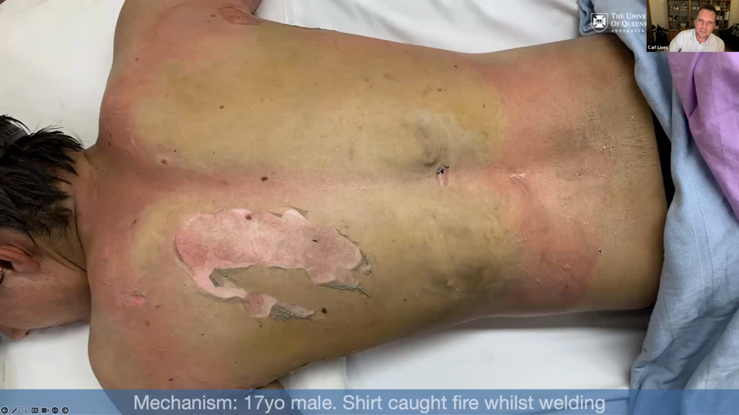But if you just go on the mechanism alone, your shirt caught fire, who's probably welding at work. So this is a young kid, shirt caught on fire. Most of the time, patients struggle to get their shirts off in time or their clothes off in time, and most of the time it's going to be deep. I would say deep partial thickness or full thickness, purely based on the mechanism. What you can see in this picture, and I'll just get this poll out of the way.